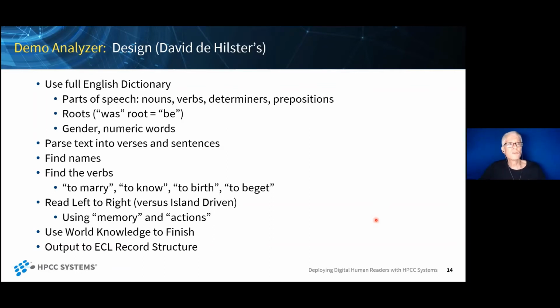And we're going to parse those texts into verses and sentences. Pretty easy to do. We're going to find the names. We're going to find the verbs of interest. We're going to read left to right. And I decided to make our reader go left to right to make it a little bit easier for people to see how this is being done. We're going to use world knowledge at the end of this, and to finish up to get the information, we'll output this to a record structure in our HPCC Systems programming.